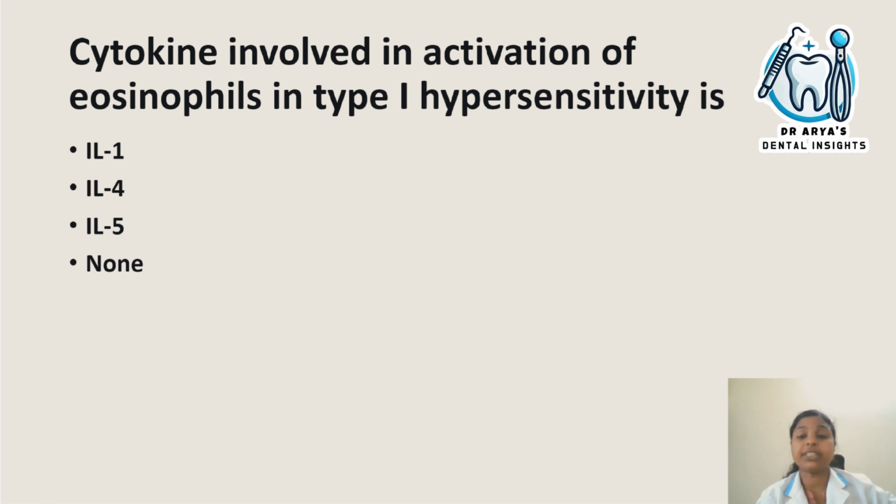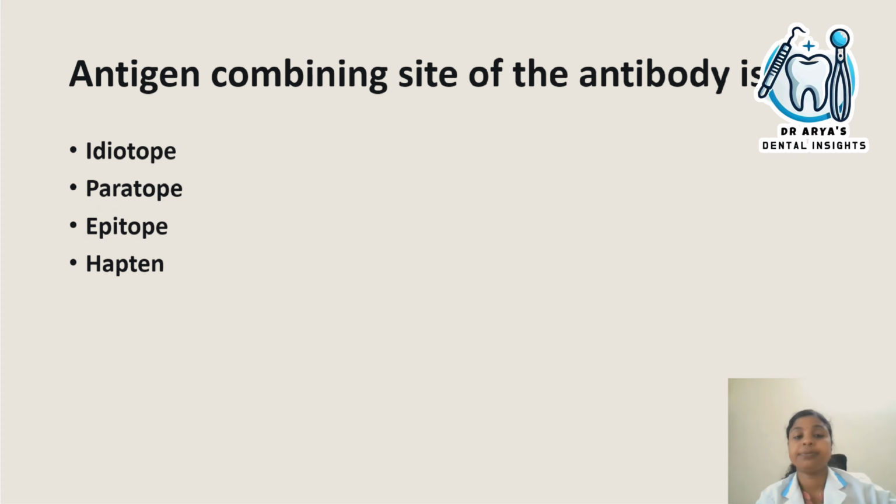The cytokine involved in activation of eosinophils in type 1 hypersensitivity is interleukin 1, 4, 5, or none? So the answer is interleukin 5. Interleukin 5 is involved in the activation of eosinophils in type 1 hypersensitivity.